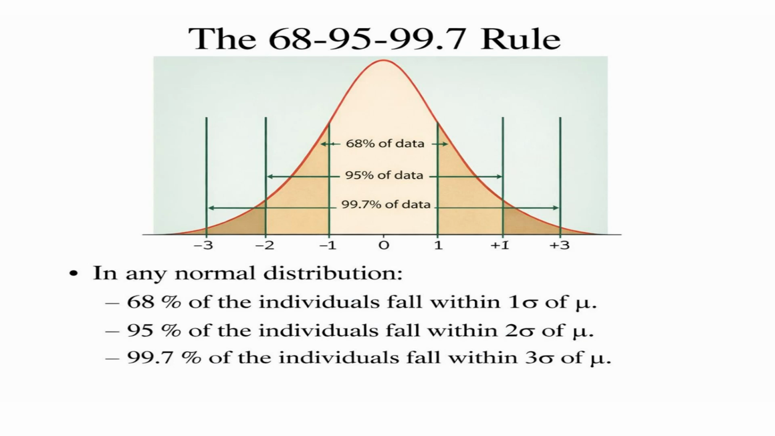The empirical rule is one of the most practical tools in statistics. 68% of values lie within plus or minus 1 standard deviation. 95% lie within plus or minus 2 standard deviations. 99.7% lie within plus or minus 3 standard deviations. This allows quick, intuitive interpretation. For example, if the average exam score is 70 with a standard deviation of 10, then about 95% of students scored between 50 and 90. No advanced calculations, just understanding the pattern.